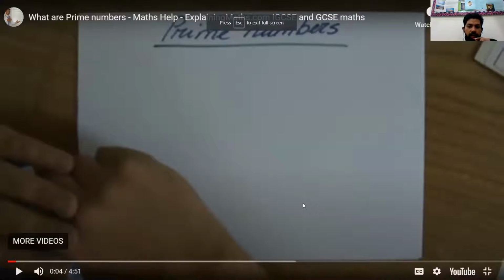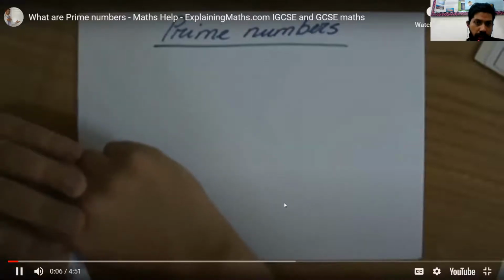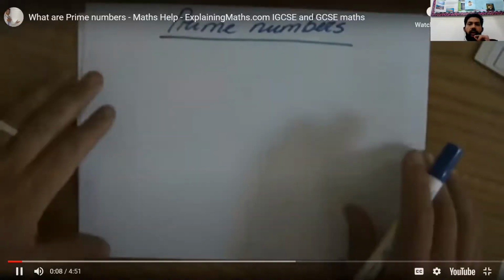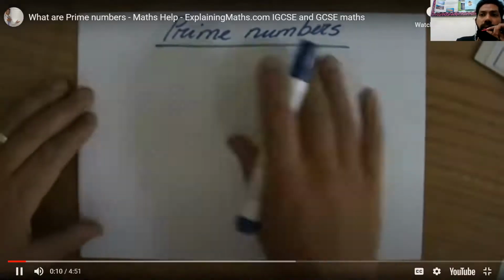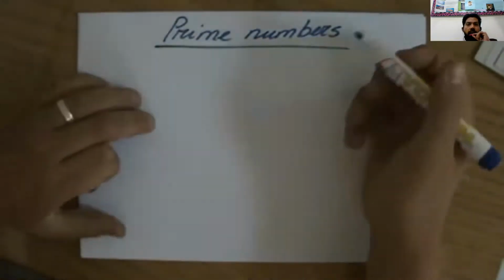Yeah, listen, boys. Prime numbers. What are the prime numbers? A number that can be divided by one and by itself, right?